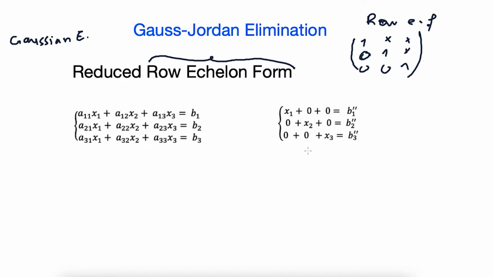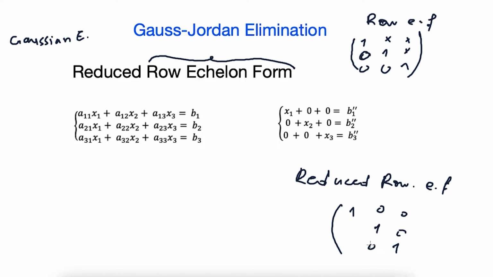However, the reduced row echelon form is a matrix that has ones in the main diagonal and zeros elsewhere. So any position that is not on the main diagonal equals 0. So this is the reduced row echelon form of a matrix, and we get it by doing some algebraic operations on the row echelon form of a matrix A. So let's see it in an example.